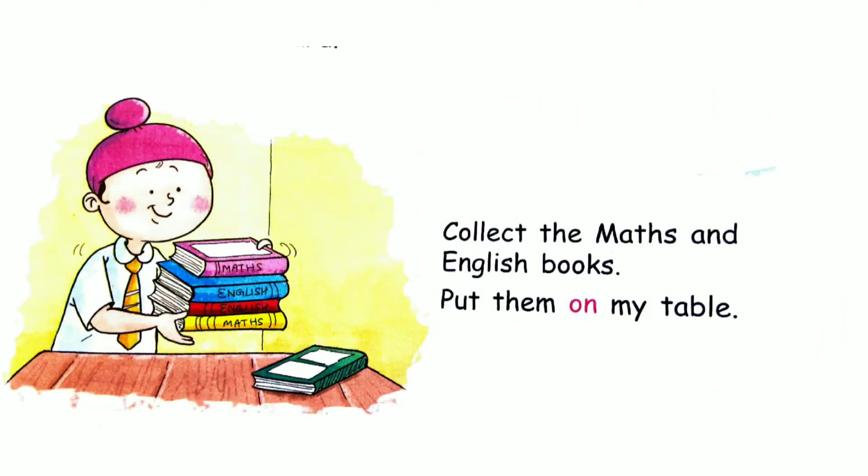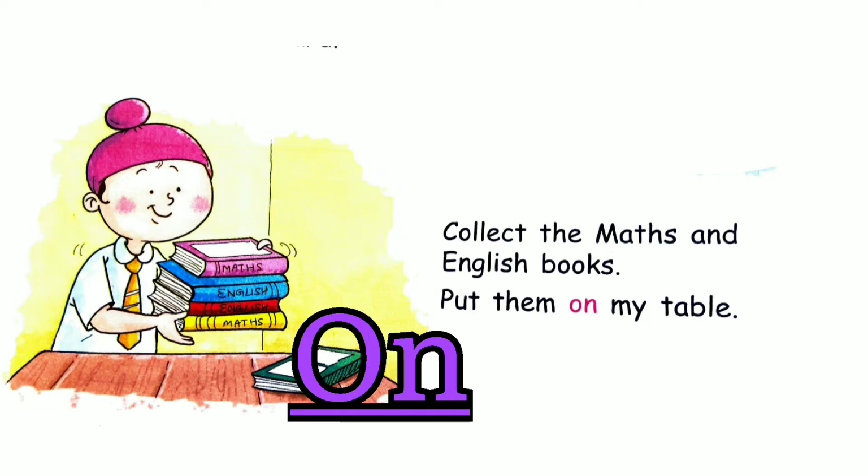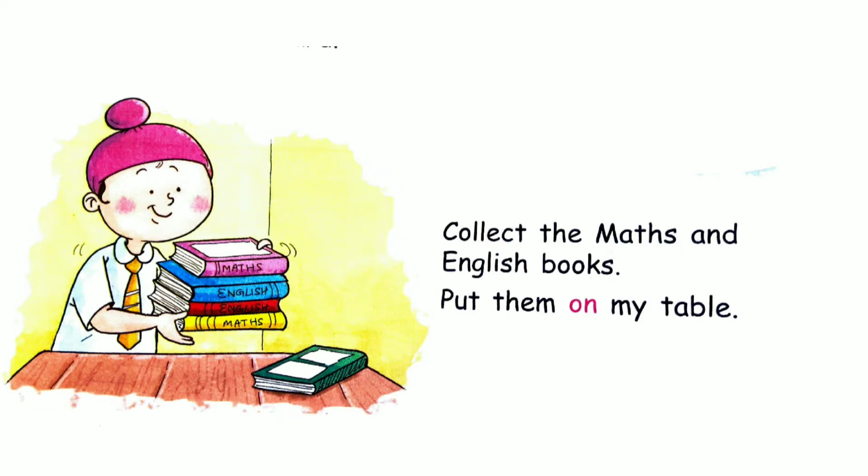Look here. Collect the maths and English books. Put them on my table. First, the student has to collect the maths and English books, then put them on my table. Here the position word is on, and the books have to be put on my table.